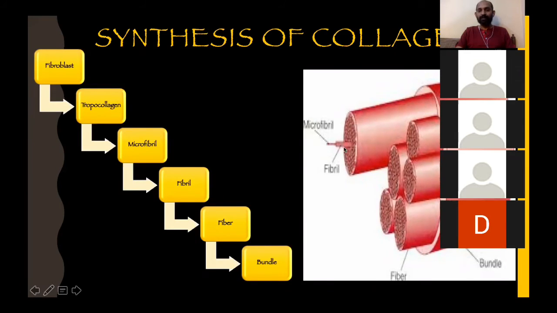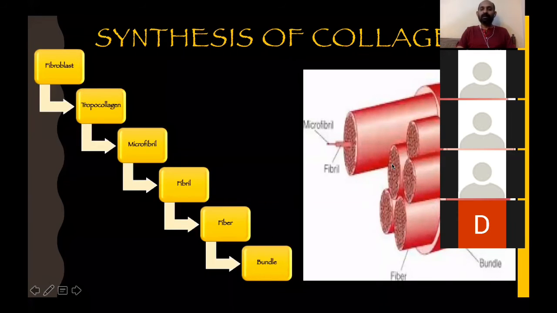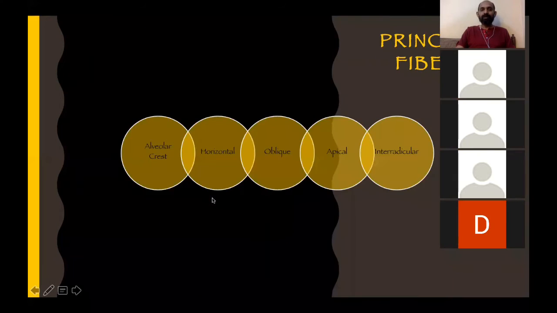If you see, you have a microfibril inside, then you have the fibril, and all these fibrils join together to form bundles, and these bundles again will cross-link together to form a huge collagen bundle. So this is basically the synthesis of collagen. Now we have spoken about the basics of collagen. What collagen is? Collagen is actually a protein which is a combination of amino acids.